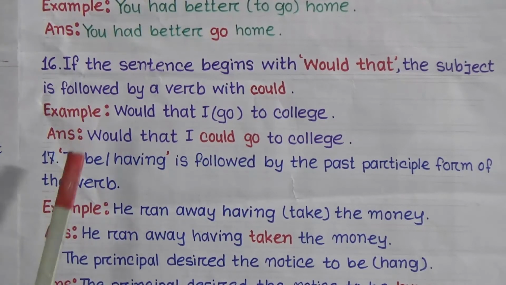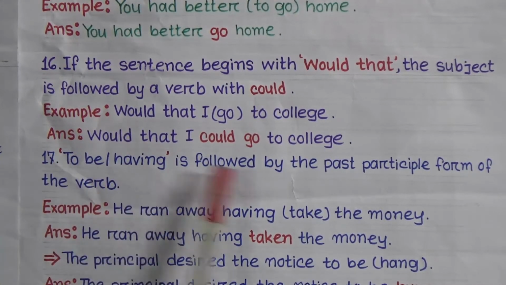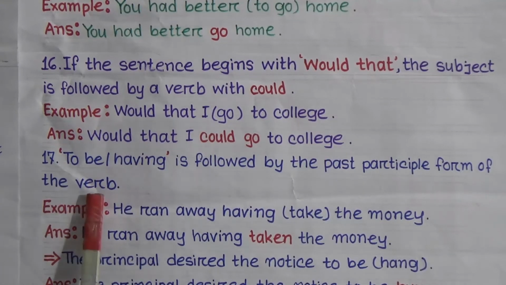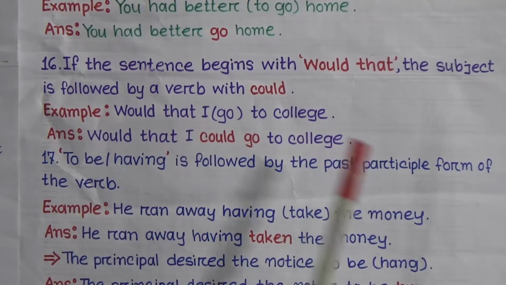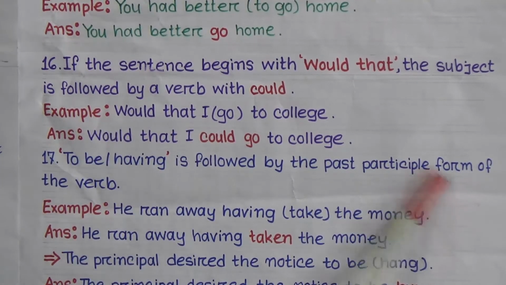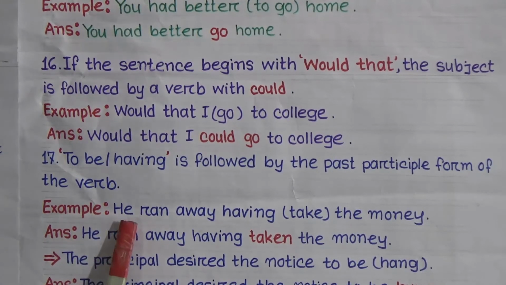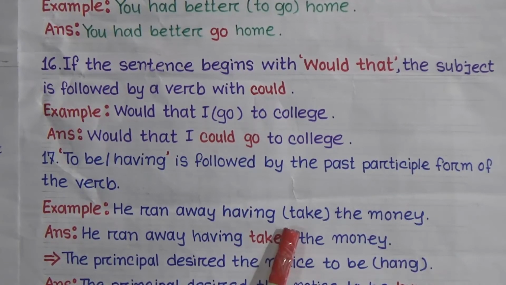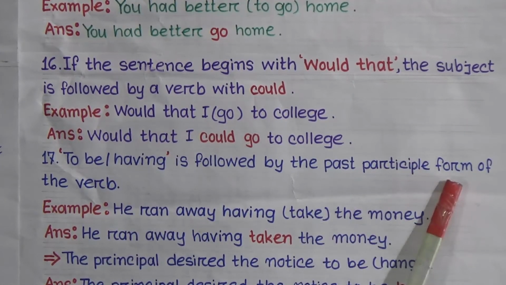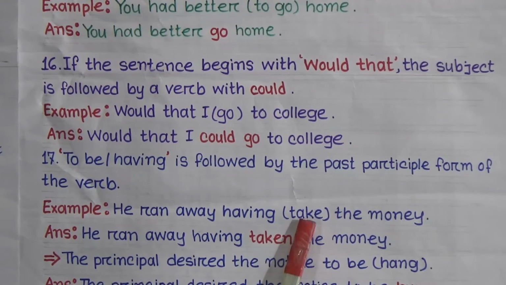Now last, number 17. To be or having is followed by the past participle form of the verb. So if in a sentence we find to be or having, then we have to use the past participle form of the verb. In the first example, he went away having (take) the money. Students, we find having in this sentence, so we have to use the past participle form of the verb. The given word take will be taken. He ran away having taken the money.